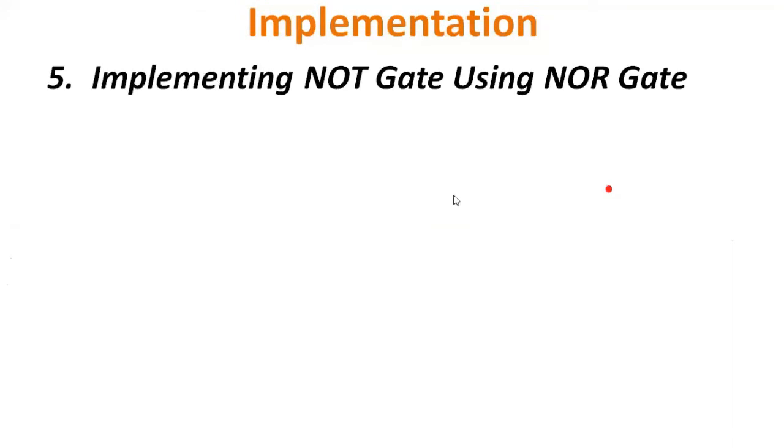So implementing the NOT gate using the NOR gate. Again, as we have seen the NOT gate implementation using the NAND gate, in a similar way we are going to use the NOR gate and short the two terminals of the NOR gate to implement a NOT gate. So the output expression of the NOT gate is Q equal to A bar. Whatever input is given, the input will be inverted at the output side.